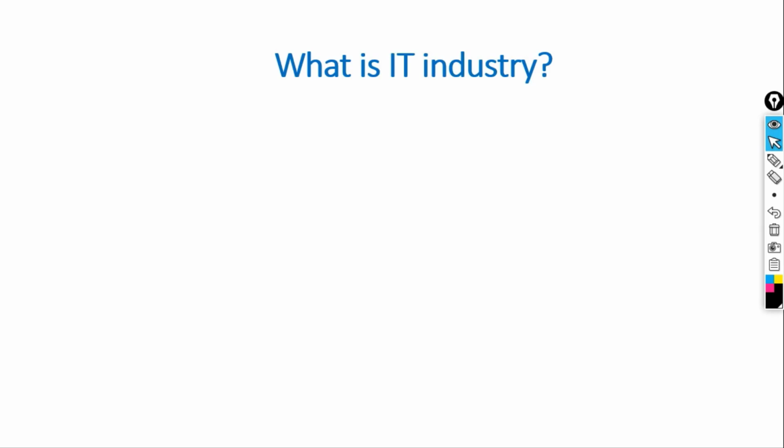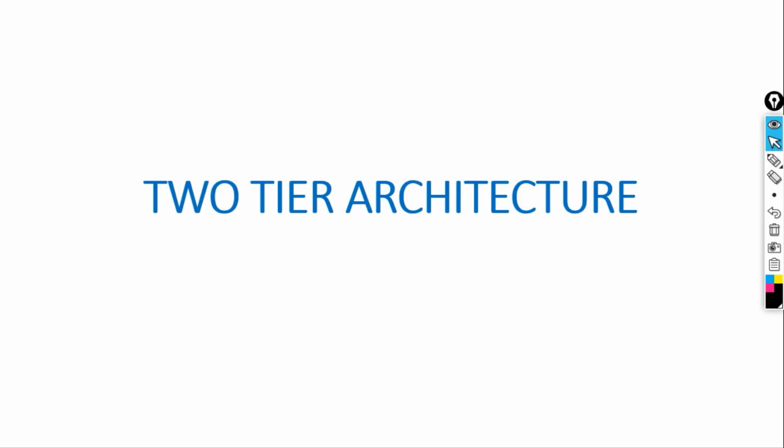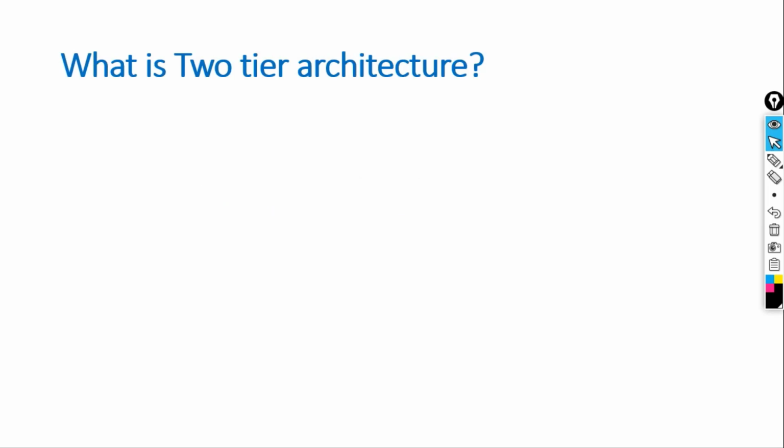This is a series of what is IT industry and we are learning part 5A. Yes, this topic is divided into two parts, 5A and 5B. So let's begin the session. Two-tier architecture. What is two-tier architecture?